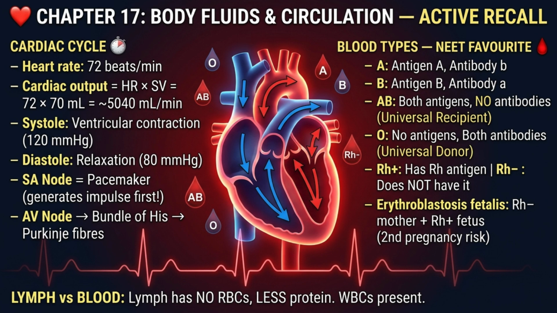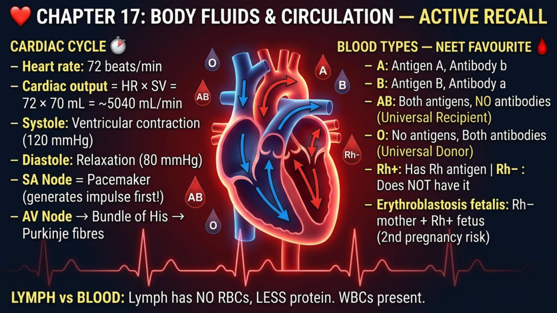Let's attack the cardiac cycle first. The SA node is the pacemaker. It generates the electrical impulse that starts every heartbeat. The impulse goes to the AV node, then the bundle of His, then the Purkinje fibers. Systolic pressure is 120 millimeters mercury. Diastolic is 80.